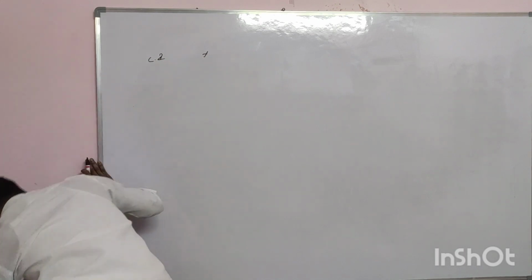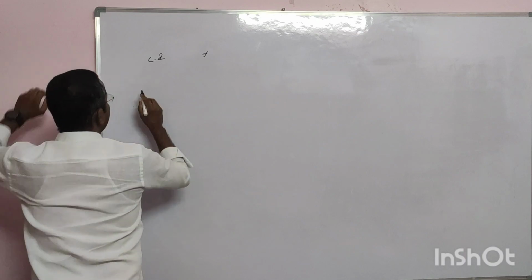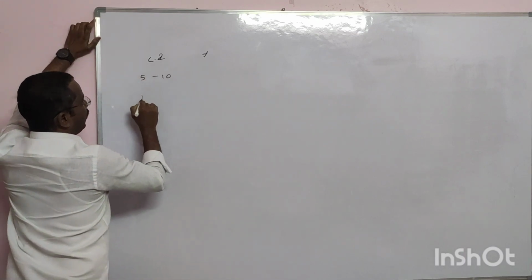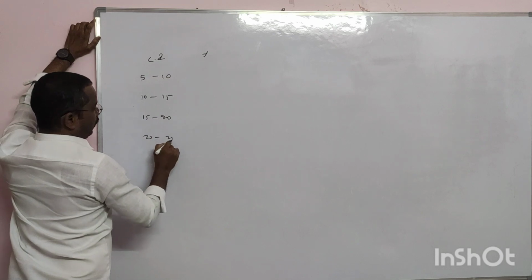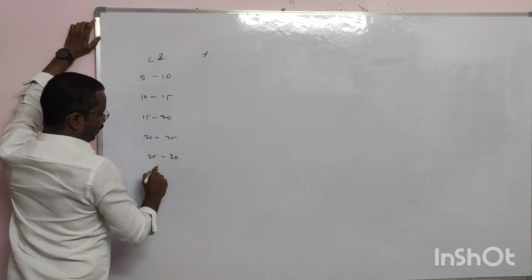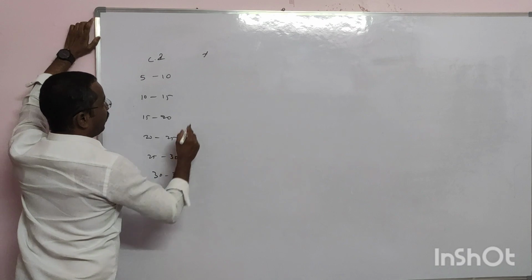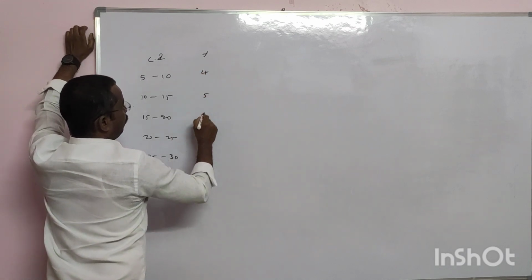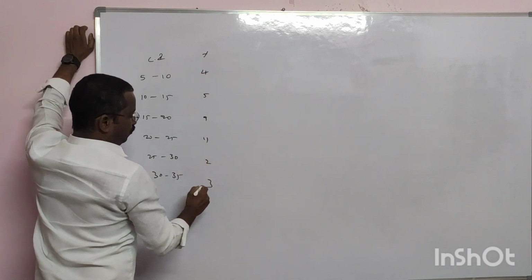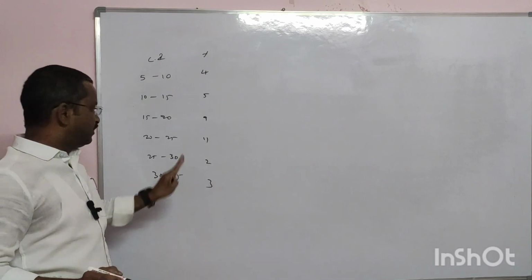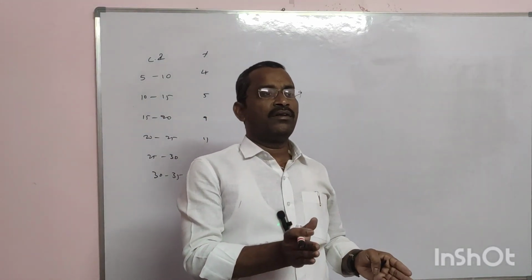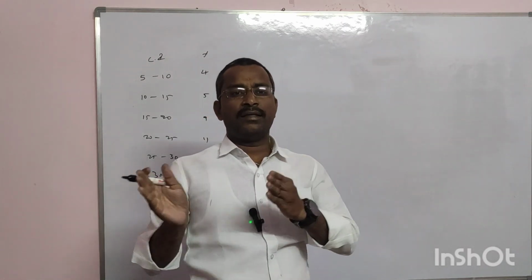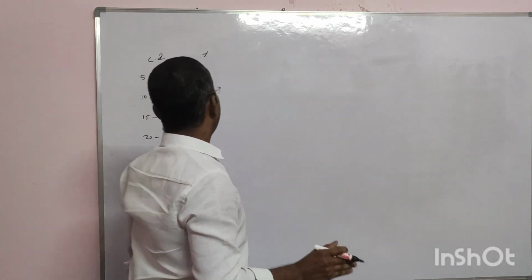Cumulative class interval and frequency. Say it as 5 to 10, 10 to 15, 15 to 20, 20 to 25, 25 to 30, 30 to 35. Take the frequency 4, 5, 9, 11, 2, 3. So this is the question given, asking to turn it into less than cumulative frequency distribution or greater than cumulative frequency distribution. Let's do one by one.